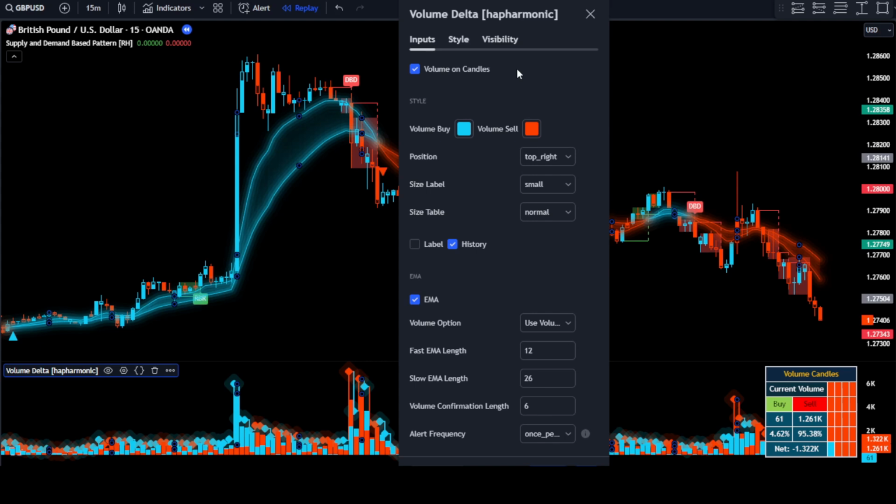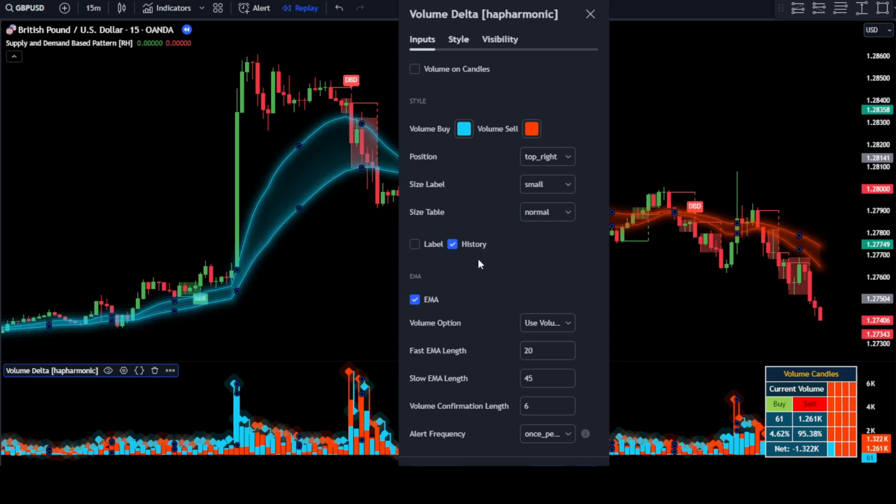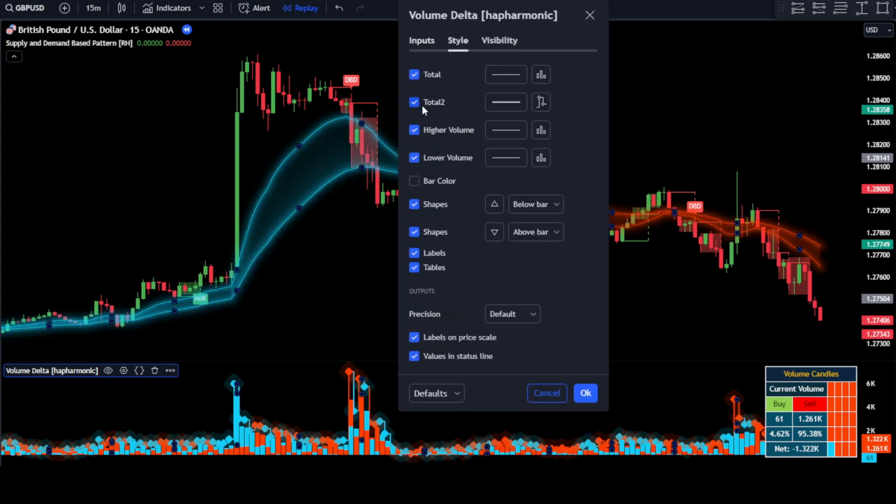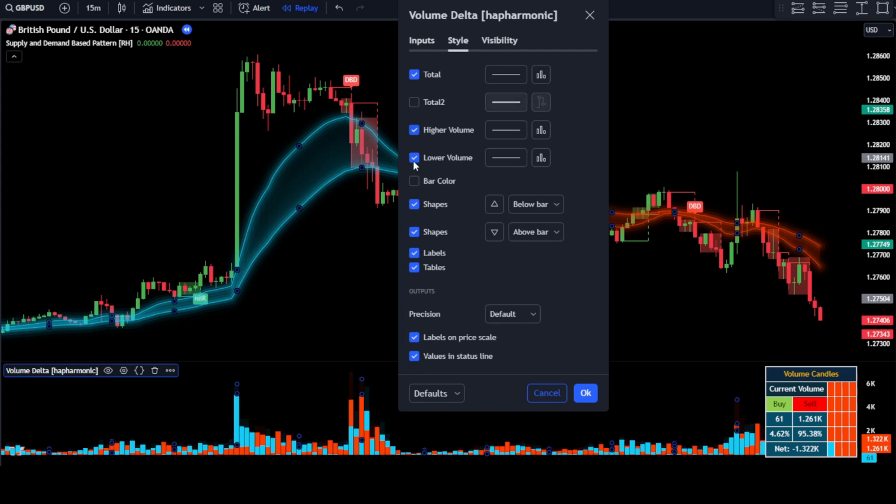In the Input tab, uncheck the box for volume on candles. Then, set up the EMA. Change the fast EMA length to 20. Then, change the slow EMA length to 45. Next, go to the Style tab. In the Style tab, uncheck some of the unnecessary boxes. Uncheck the boxes for Total 2, Bar Color, and Shapes. Once done, click OK to confirm the changes.